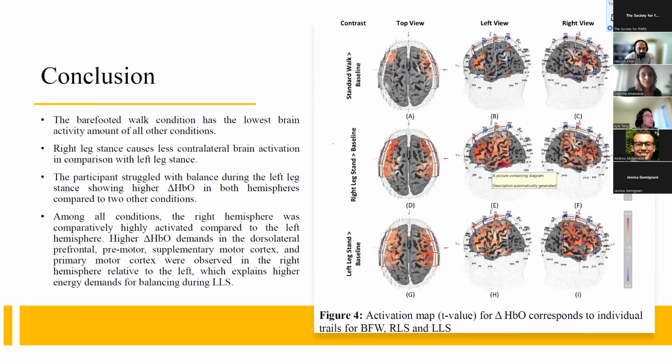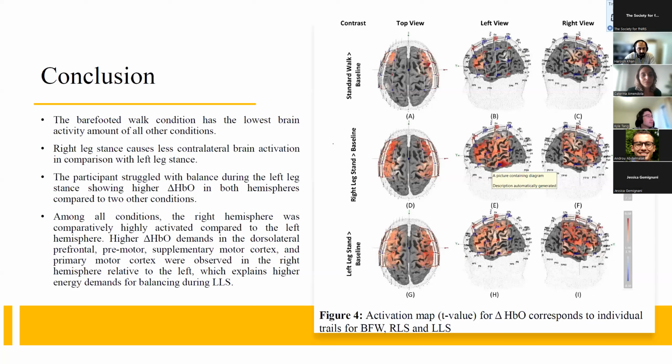We observed that the frontal lobe was more activated in this condition, as we see in figure 4 from A to C, which is very logical since the experiment took place in a laboratory environment with very limited space, so we can expect that. Single leg stance compared to a barefooted walk increases changes in HbO demands in the dorsolateral prefrontal and motor cortex areas. The medial temporal gyrus was highly activated in both hemispheres during the single leg stance, which is really interesting for us to investigate further.